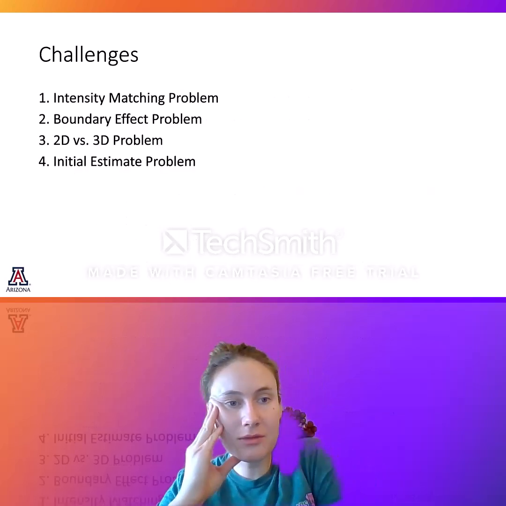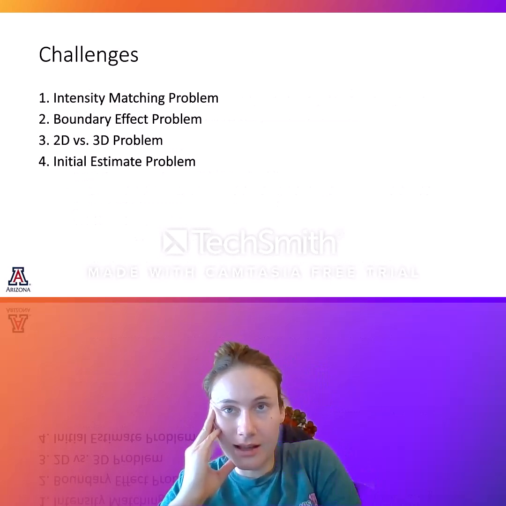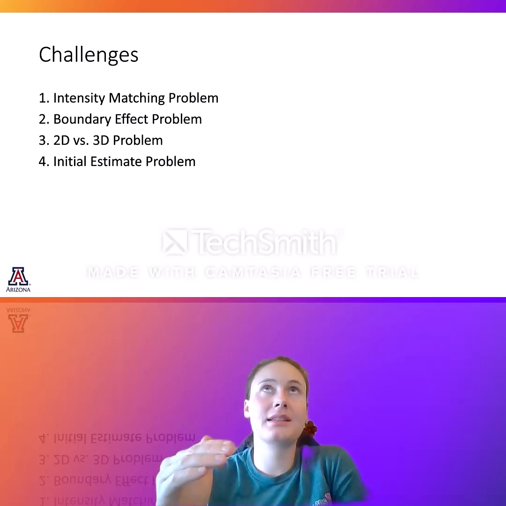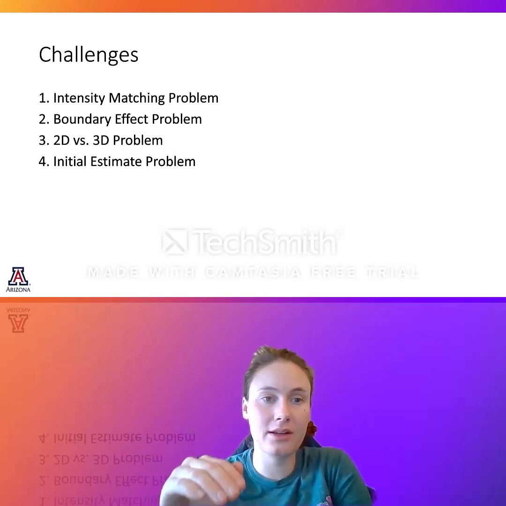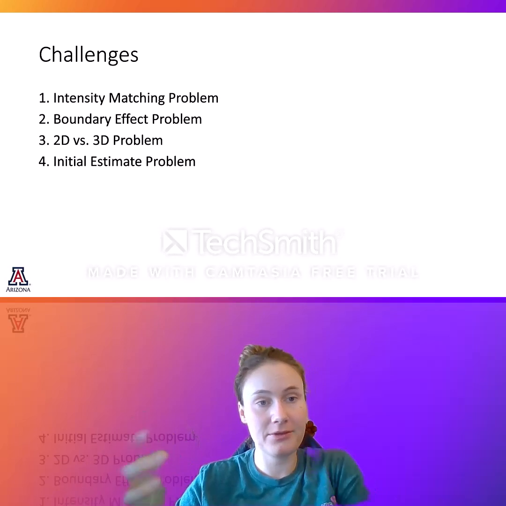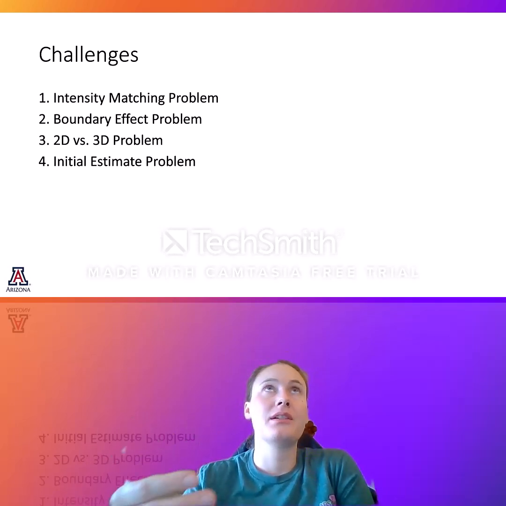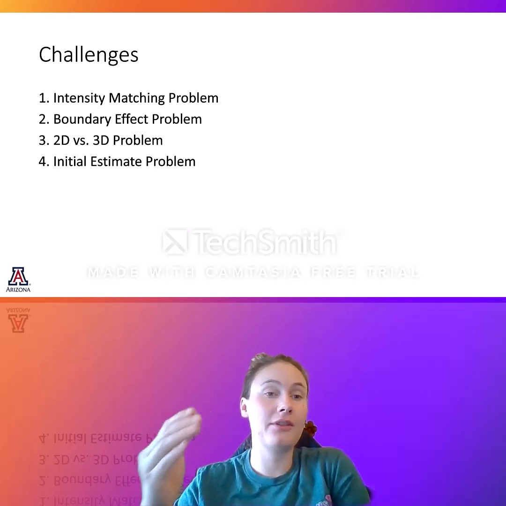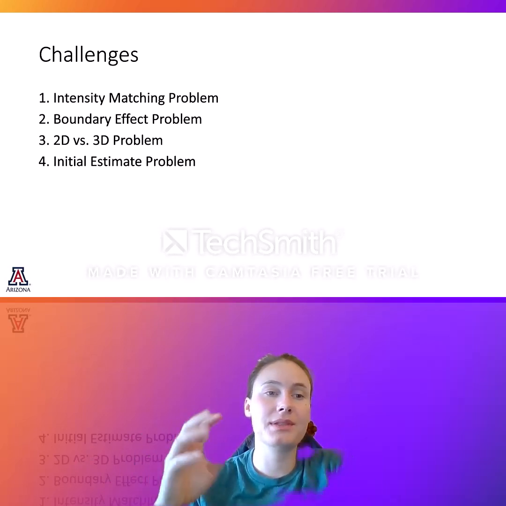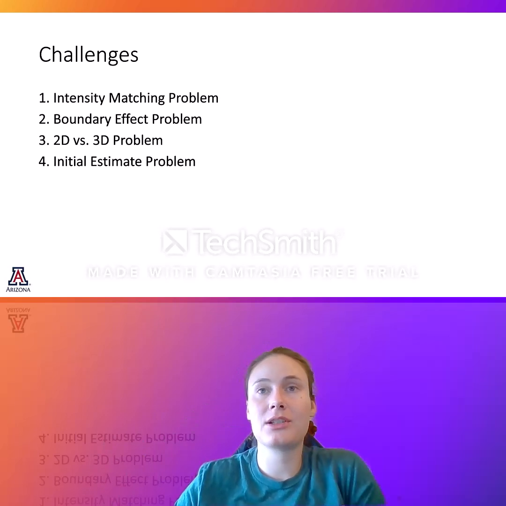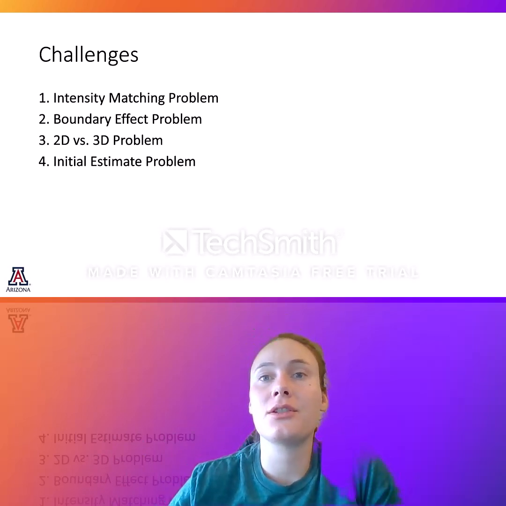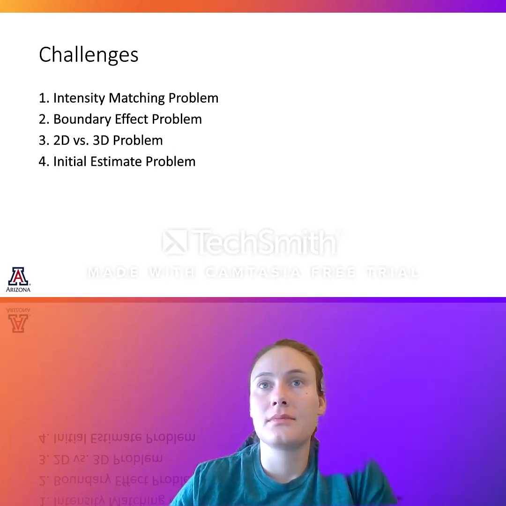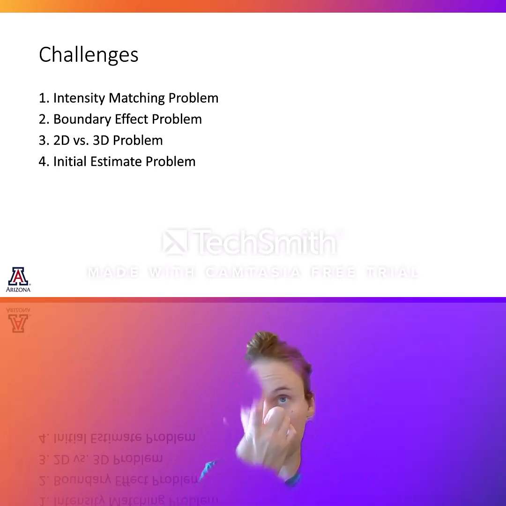So there are some challenges at play here, because even with the stochastic models that we have, the Monte Carlo, the random walk, that are viable, and even with solving the inverse problem, we're still going to have a lot of issues if we use any of these for medical imaging. So the first issue is the intensity matching problem.